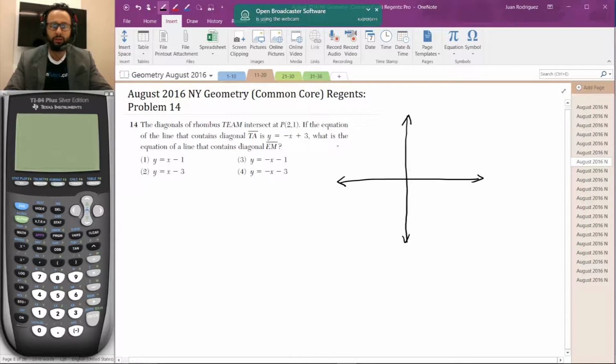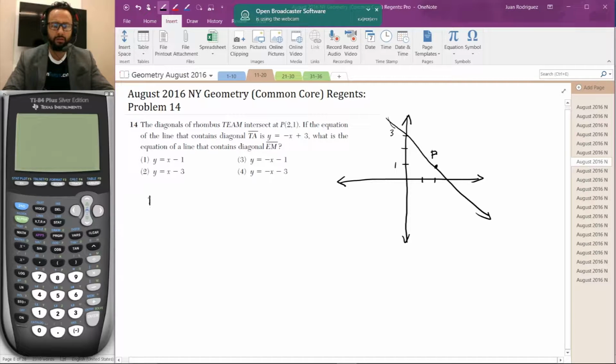So what do we do here? The diagonals of the rhombus intersect at the point (2, 1). And the equation of the line containing TA is y equals negative x plus 3, and this line over here goes through the point P. It might feel like there's not much we can say about this, but what is the equation of the line that contains diagonal EM? So, things to know about a rhombus.